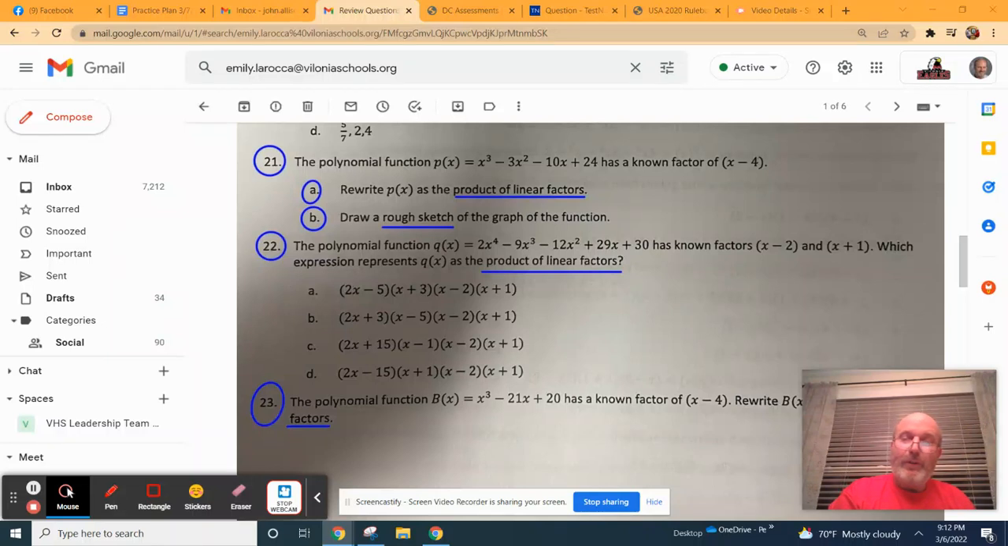Okay, let's talk about how to do number 22. We did a lot like we did number 21, but we're going to look at these because we have leading coefficients that aren't 1 in this one. We have a leading coefficient not 1, so it's going to be a little bit different. So we're going to look at this on our calculator again. We're going to graph this.